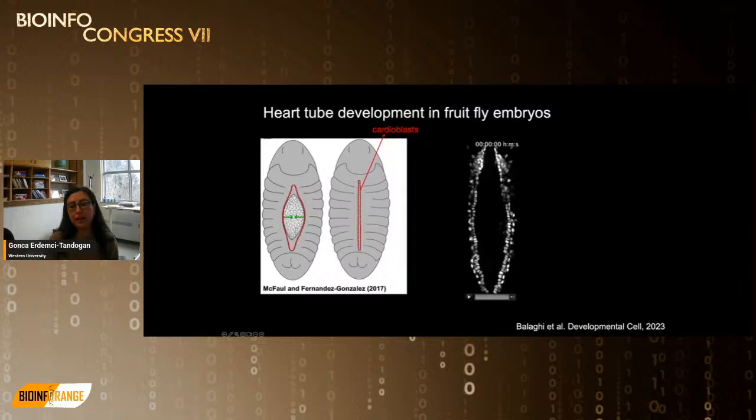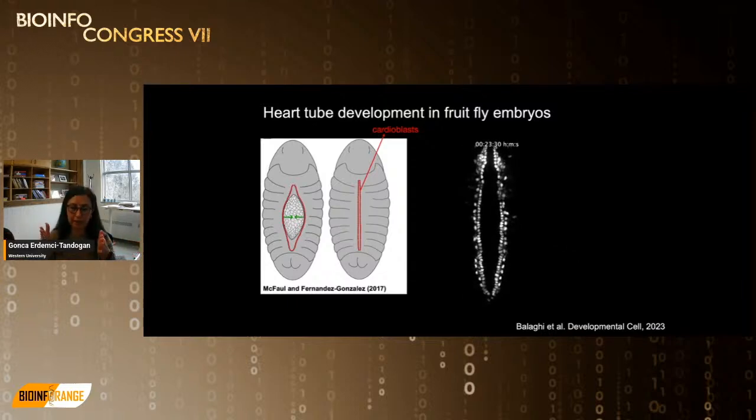You see here highlighted cell nuclei of cardioblast cells at the two ends of this embryo. And you also see some nuclei neighboring those cells. These are called pericardial cells. These pericardial cells are the neighbors of the cardioblast cells. And you will see in this movie that they migrate over time. They come from two ends, migrate and meet in the midline, and eventually form the heart tube, which is the fruit fly heart tube.